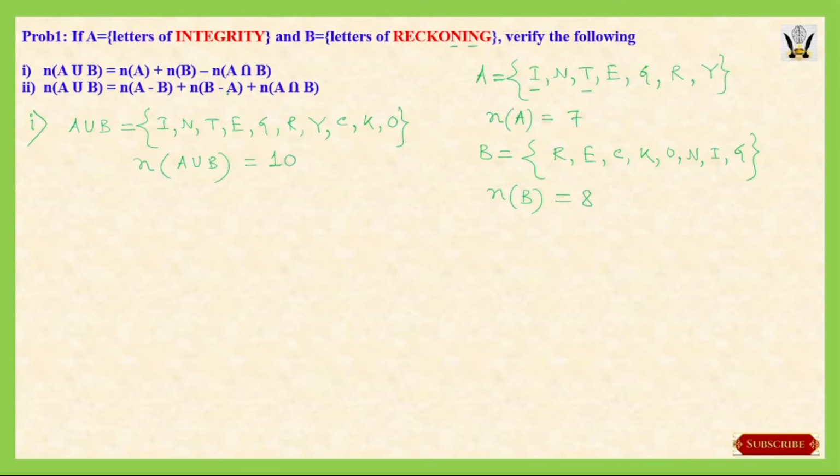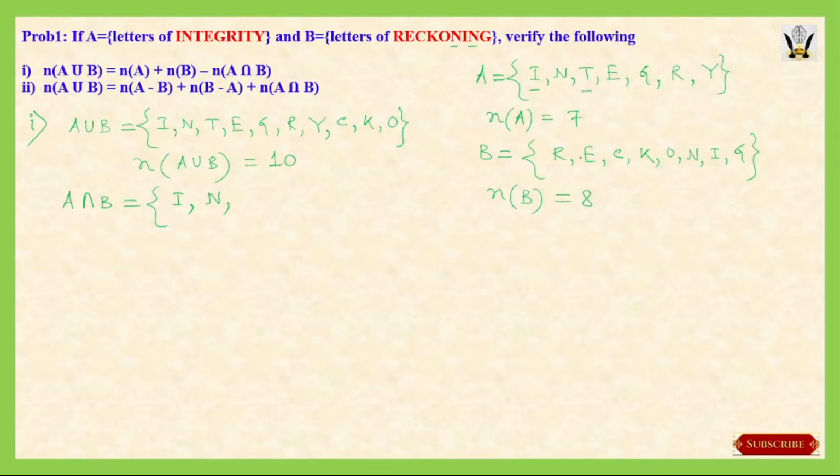Now on the right hand side, n of A and n of B we have already found. Next we have to find the cardinal number of the intersection of A and B. So first we will perform this intersection. A intersection B means the resultant set will have only the common elements. We can see that I is common between A and B, so we will write I here. N is also a common element, so N we will consider.